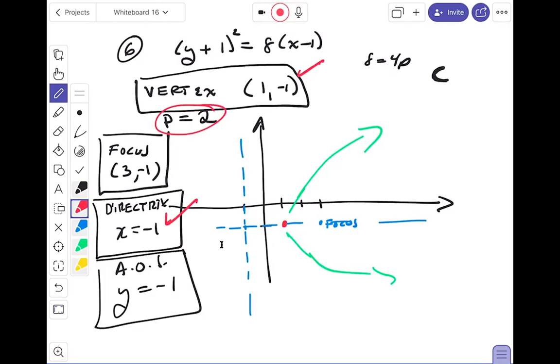Okay. They put the p as 2 down. I guess I put that down, but they didn't ask for it. What's the focus? (3, -1). Got that right. Axis of symmetry, y = -1. Got that right. And I'm looking at my graph. The graph is relatively the same graph they've given me there. Again, the machine graph is much better than mine, and it should be. All right, let's take a look at number 7.